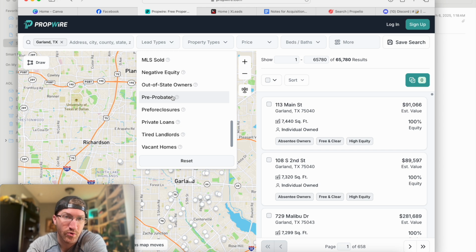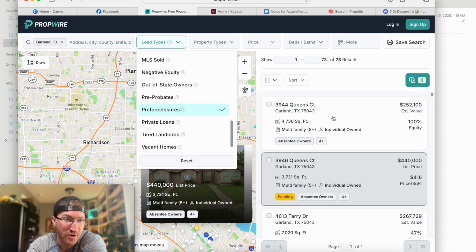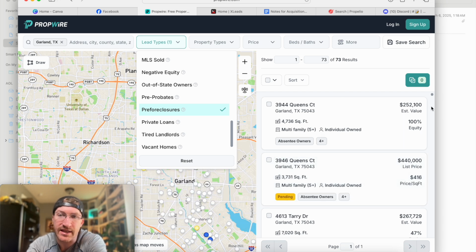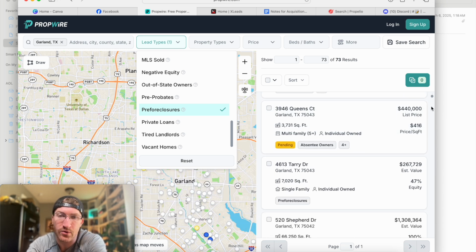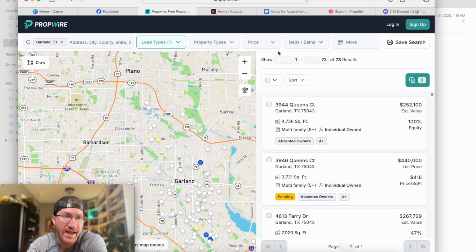Something really cool is you can find pre-probates and pre-foreclosures on PropWire for free. Now, again, because this is a free software, you might have a lot of competition with buying these types of homes, but I've gone into pre-foreclosures and I've called pre-foreclosure homeowners and have had some good leads from this when it comes to wholesaling. So pre-foreclosures, that's something you might want to check out. This is PropWire, and I think you get the idea here.